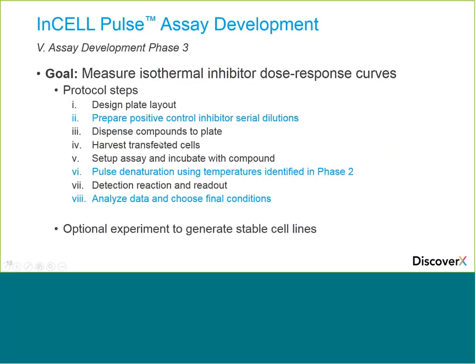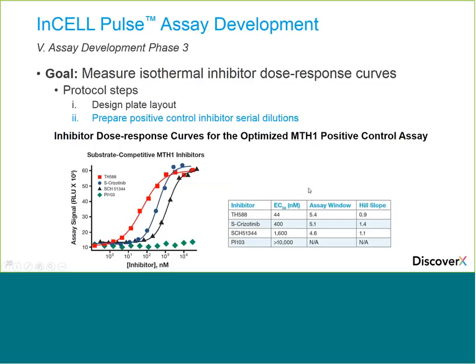And you'll still harvest the transfected cells and set up the assay, but then what you're going to do is some isothermal denaturation experiments using just a few temperatures that you wanted to bracket based on the data from phase 2. And you'll look at those dose response curves as a function of the temperature and decide which final conditions to use. Good IC50s, good assay windows, and then you know what temperature to lock in on. And once you've developed this very nice and robust assay, you can decide, do I want to make a stable cell line, or do I want to just keep doing the transient transfections, which really aren't that much of a burden. We do them all the time.